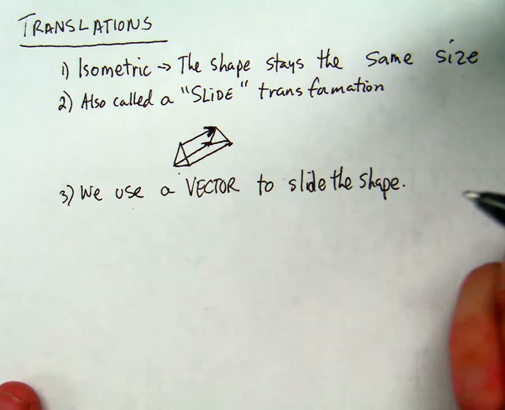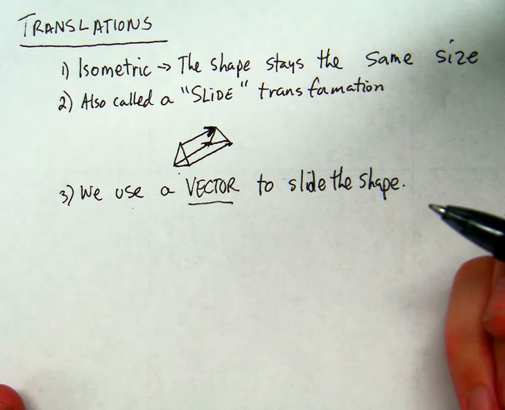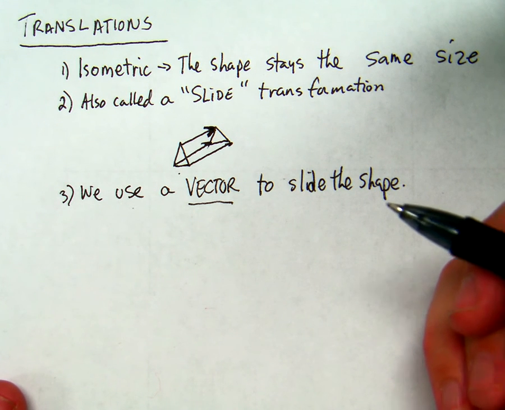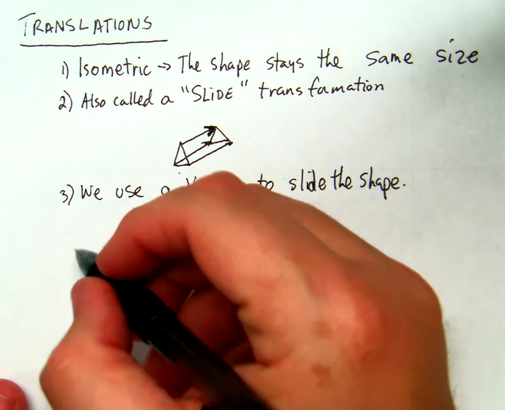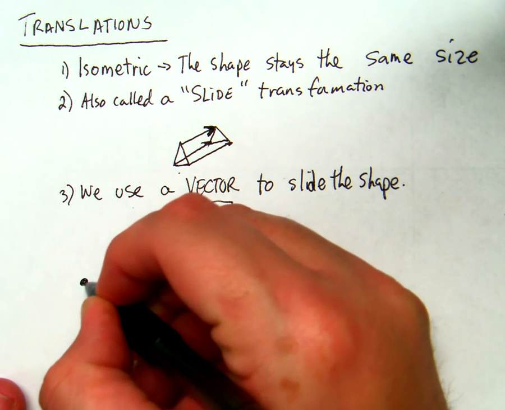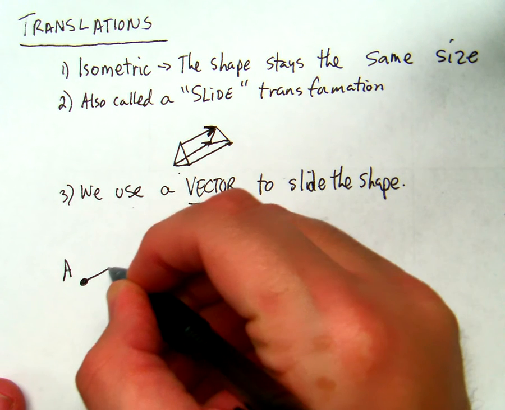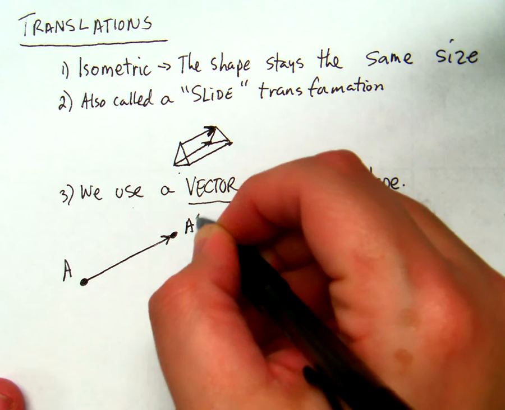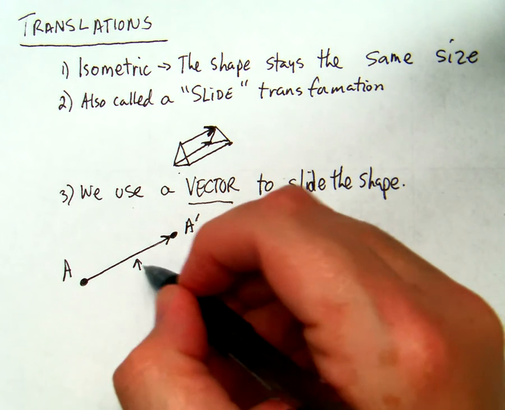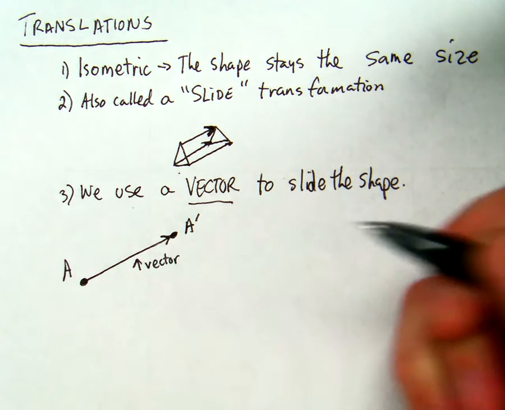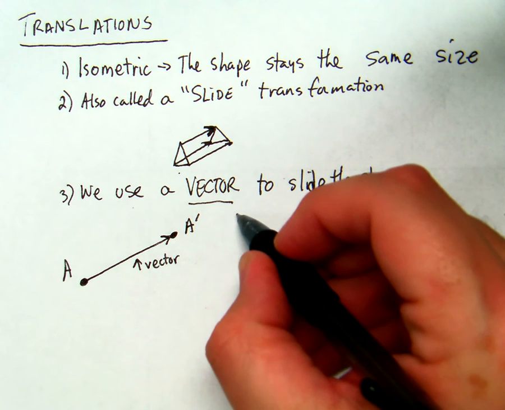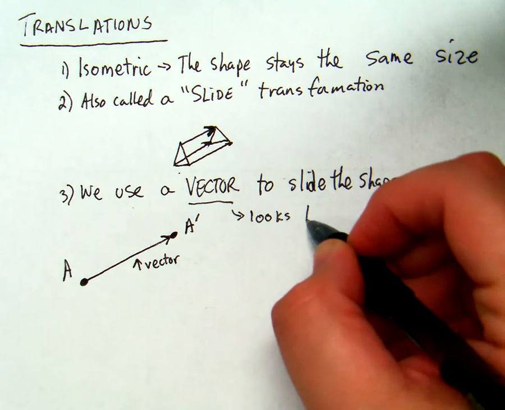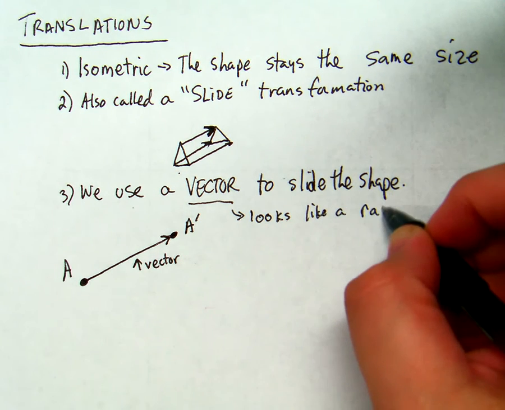Now, this thing called a vector, have you ever dealt with a vector before? Even heard of a vector? Alright, so a vector is going to look like a ray. So if I take, just for example, point A, and I do this to A prime. This is a vector. It looks like a ray.